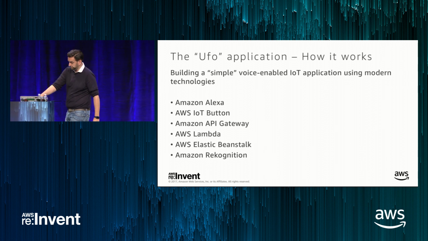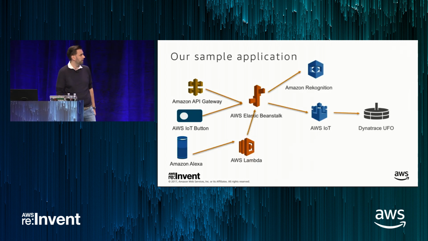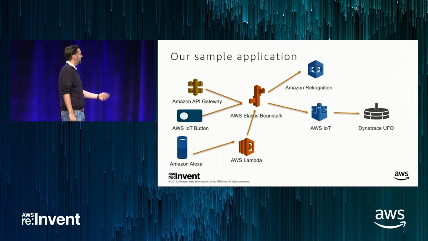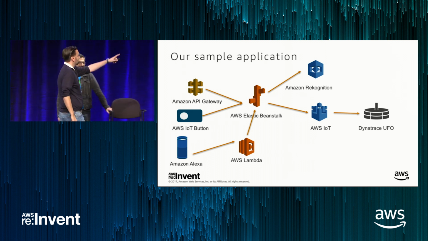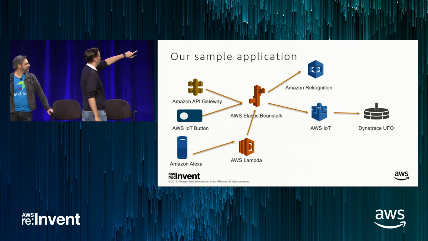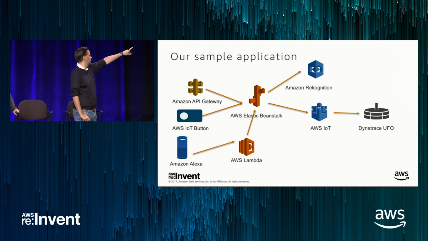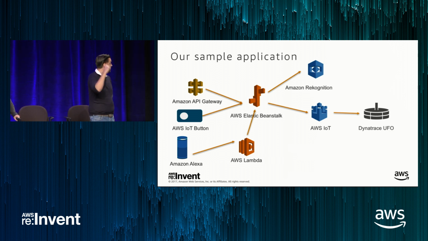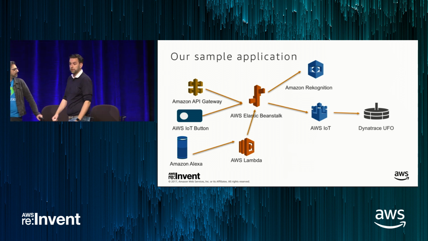What this looks like is this. Actually, I have a clicker. I don't have to walk back there. This is the application architecture: the API Gateway, the IoT button, Alexa, some Lambda functions talking to Beanstalk, Beanstalk talking to Rekognition, Beanstalk talking to the AWS IoT gateway that eventually talks to the UFO over here.